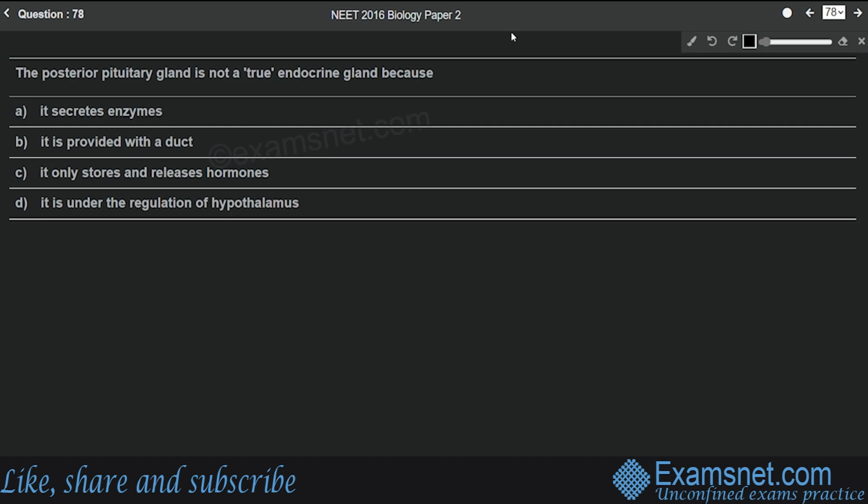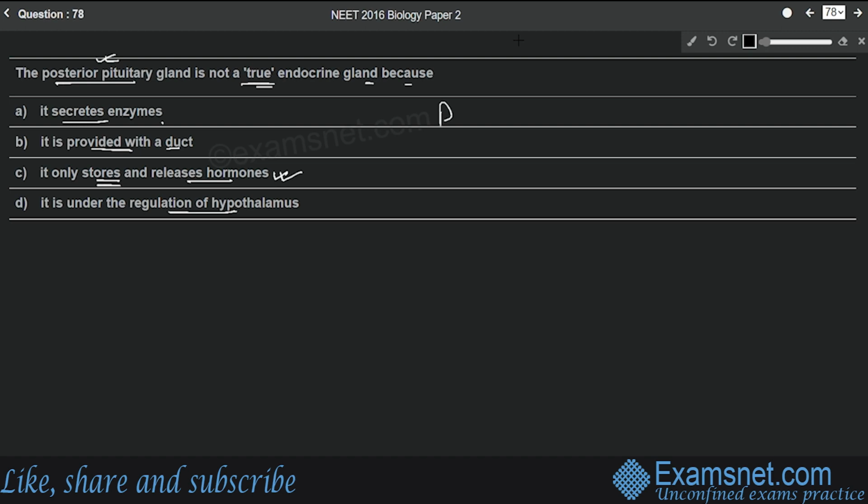Question number 78 is from the chapter Chemical Coordination and Integration, and the question is, the posterior pituitary gland is not a true endocrine gland because option A, it secretes enzymes, option B, it is provided with a duct, option C, it only stores and releases hormones, and option D, it is under the regulation of hypothalamus. And the correct answer is option C, that it only stores and releases hormones. We know that true endocrine glands synthesize hormones, but posterior pituitary does not synthesize hormones.